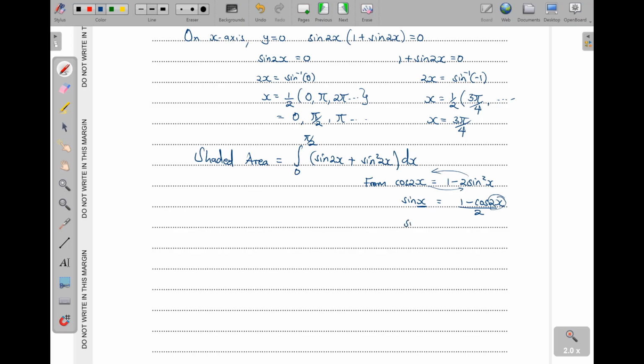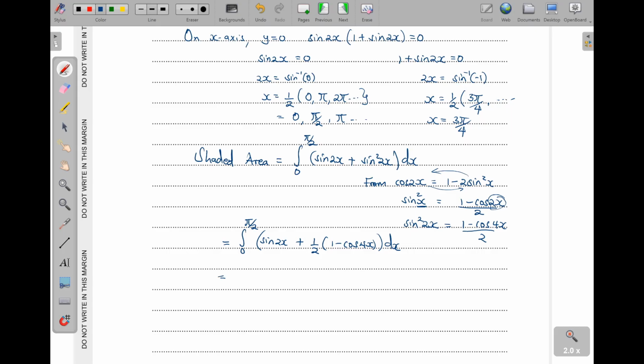So you can see that this one is x, but this one is 2x. So if I have sine squared 2x, I'm going to double that angle. It is going to be cos 4x, then over 2. So that means our shaded area here, we are going to have the integral from 0 to pi over 2 of sine of 2x, plus now a half into 1 minus cosine of 4x, and then dx.